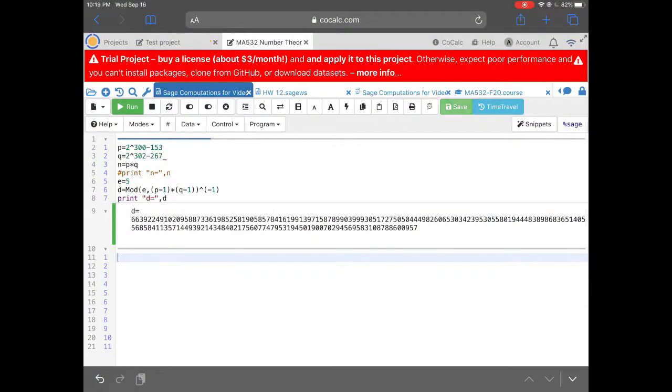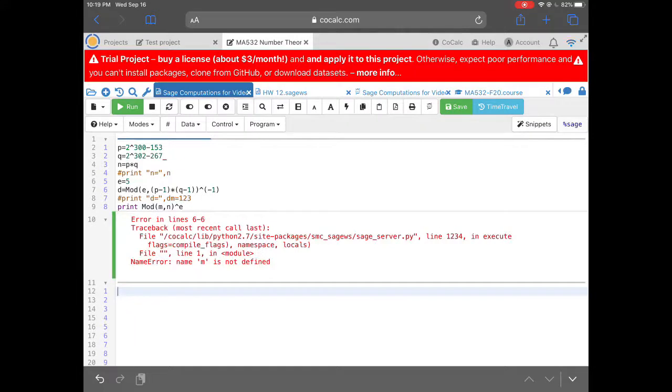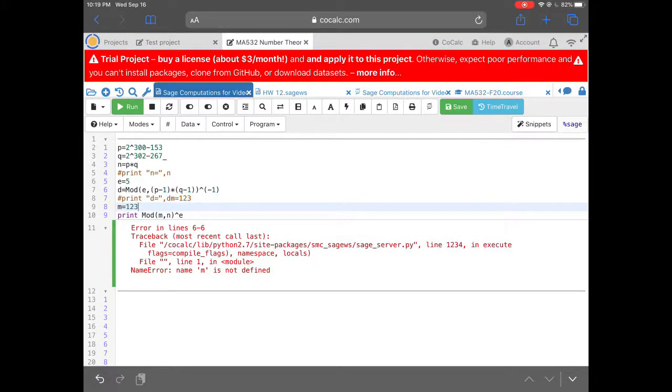So what did we want to do? We wanted to say m is equal to 123. And what we will do is we will print, how about mod m and modulo n to the eth power, where e is 5 still. And maybe what I'll do up here too is I'll suppress this d so it doesn't print that. Okay, and so I'm going to print this now. Oops, that name m is not defined because I erased too much. m equals 1, 2, 3. Now let me try again.